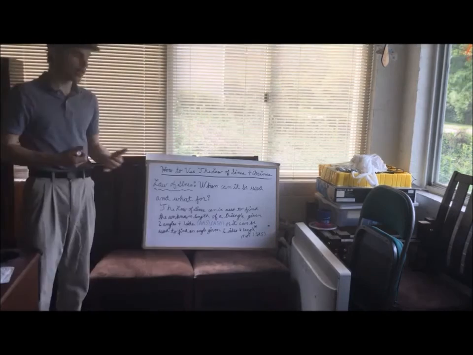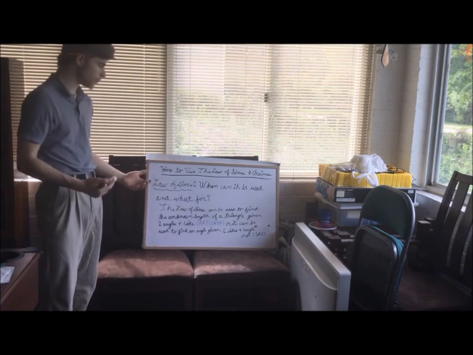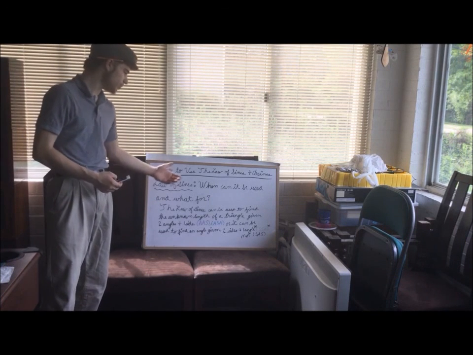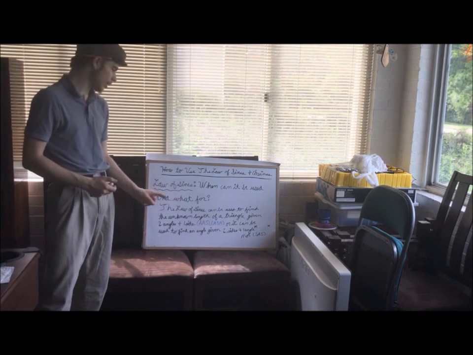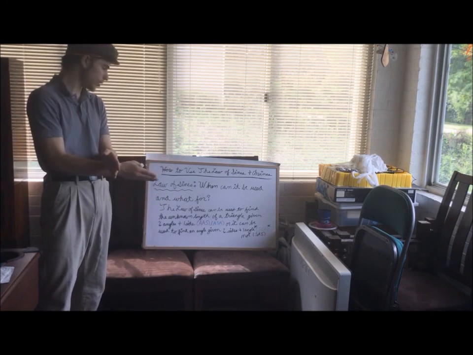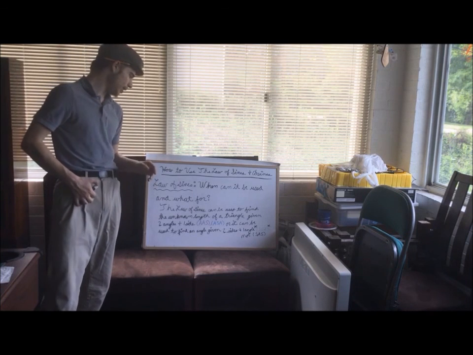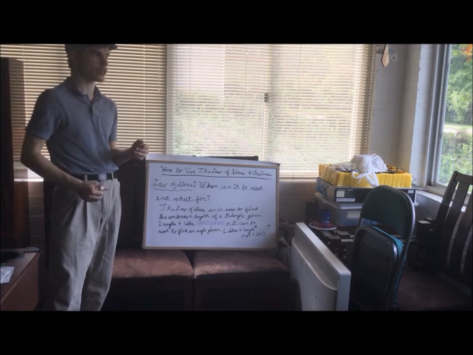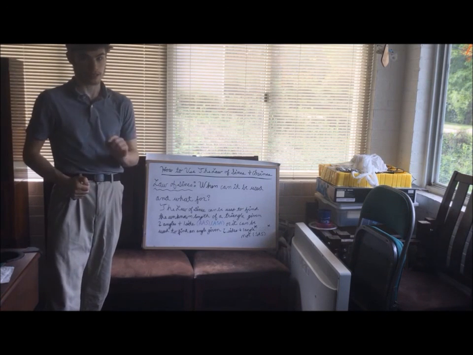Now that we know what the law of sines is, when can we use it, and what can we use it for? Well, the law of sines can be used to find the unknown length of a triangle given two angles and one side, in a configuration of angle, angle, side, or angle, side, angle. Or it can be used to find an angle given two sides and one angle in a configuration of side, side, angle, not side, angle, side.